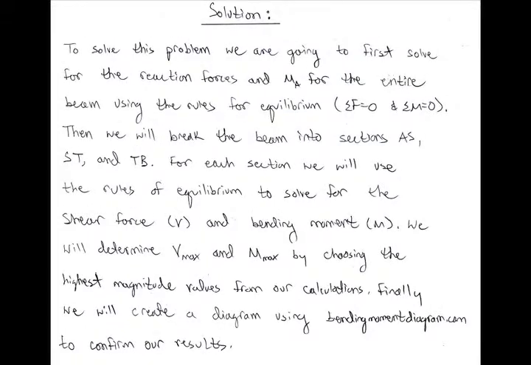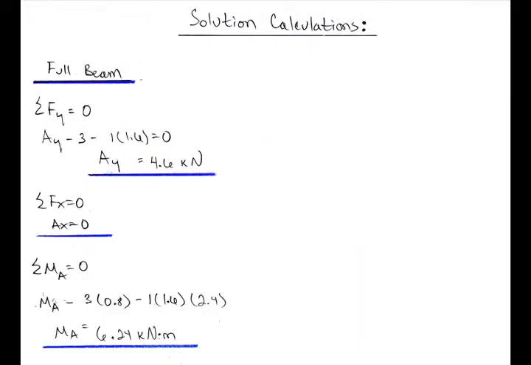So what we're going to do to solve this problem is solve for the reaction forces and MA for the entire beam using equilibrium. Then we're going to break it into sections AS, ST, and TB, and for each section we'll use equilibrium to solve for the shear force and bending moment, and then we'll determine Vmax and Mmax by choosing the highest magnitude value. And finally, we're going to create a diagram using bendingmomentdiagram.com.